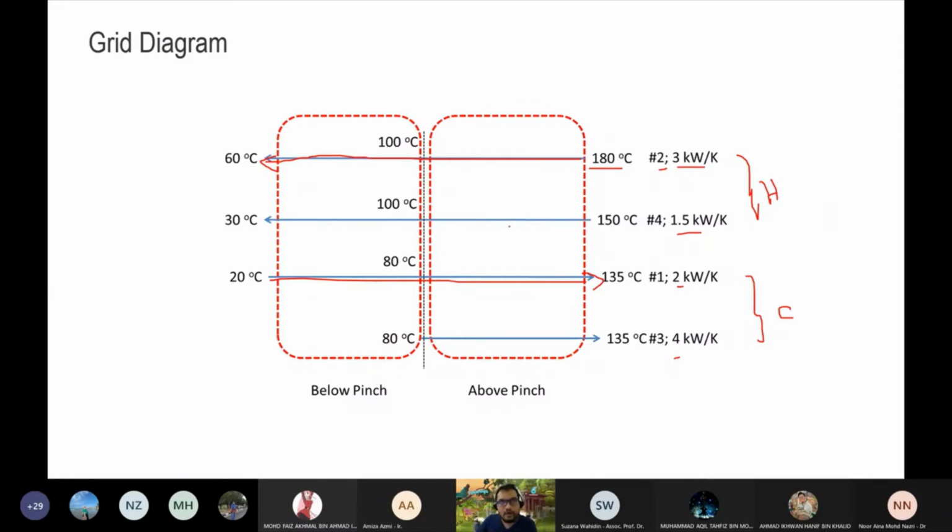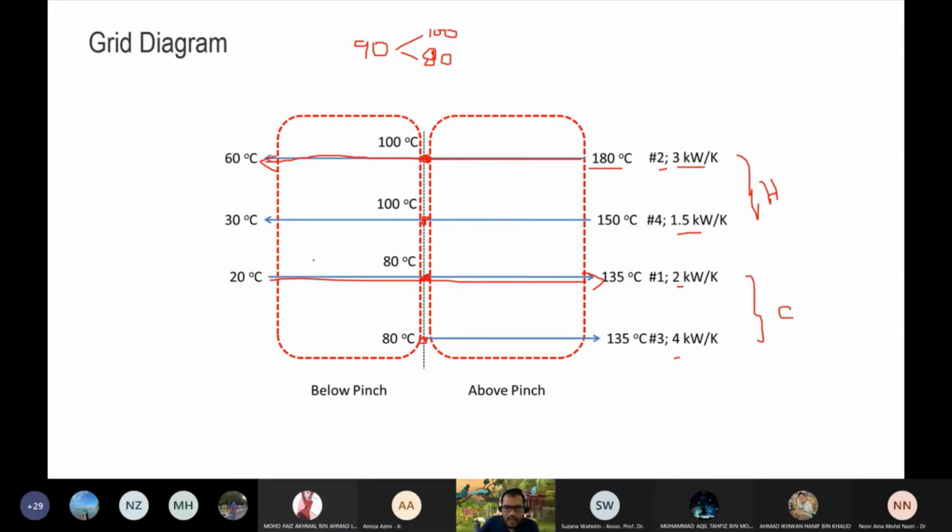And we know the pinch points. We know the hot pinch and the cold pinch. In this case, the pinch point is at 90 degrees C, so the hot pinch is 100 and the cold pinch is 80, which happens here. So this point is 100, this one is also 100, this one is 80, and this one is 80. So this stream specifically starts from 80 to 135.